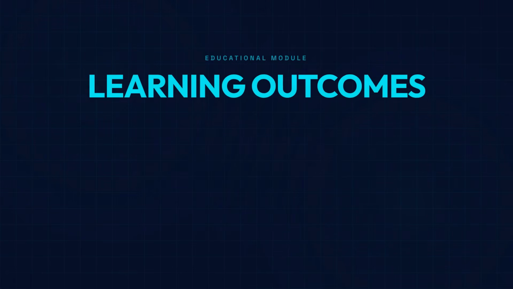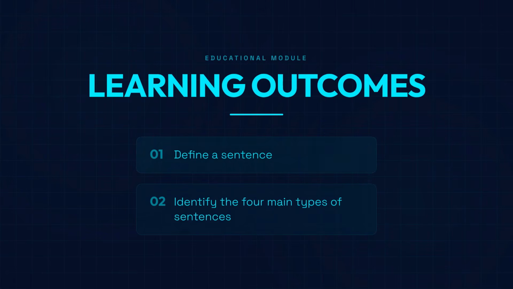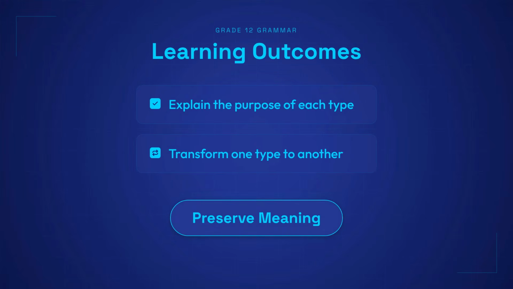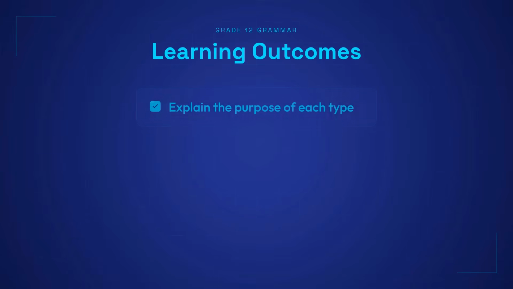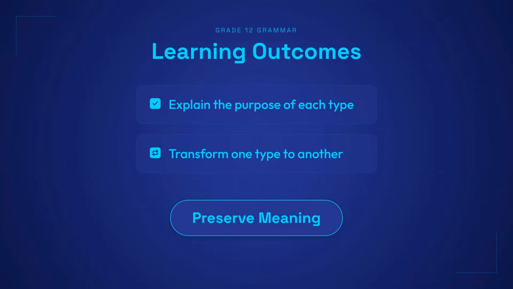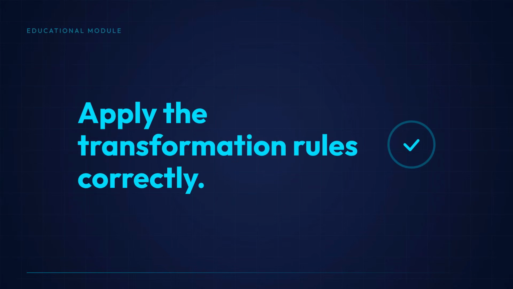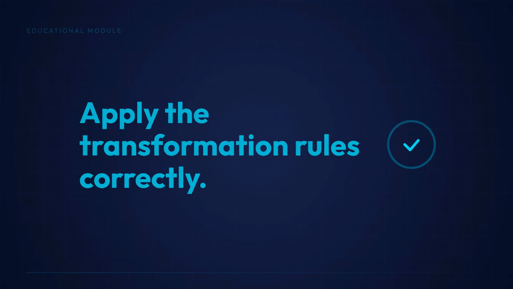By the end of this lesson, you should be able to define a sentence and identify the four main types of sentences. You will also be able to explain the purpose of each type and learn to transform one type of sentence into another while preserving its meaning. Finally, you will learn to apply the transformation rules correctly. Let us move to the introduction.